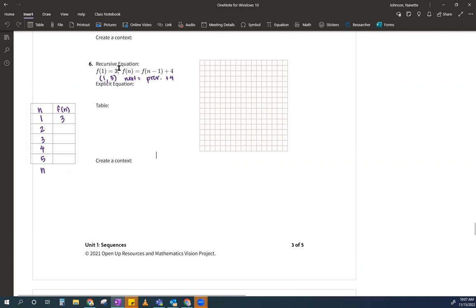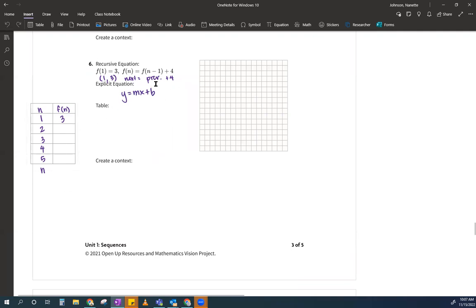So recursive equations have 2 parts: your first starting point and how to get to the next point. Your explicit equation is the equation that you guys are used to seeing, and it just stands on its own. It's just one part. So in this land here, because we're in arithmetic land, we're going to be using y equals mx plus b. And all I have to do is find my m and find my b, and then I'm done.